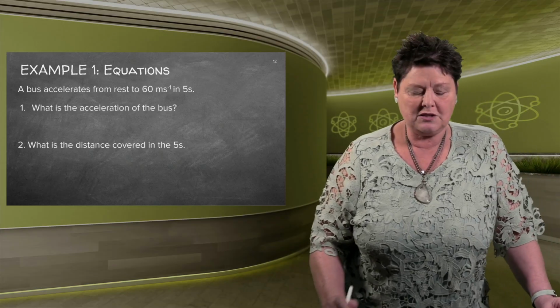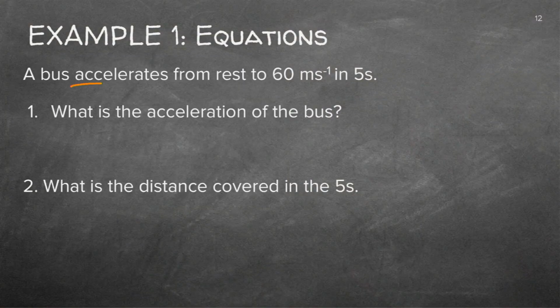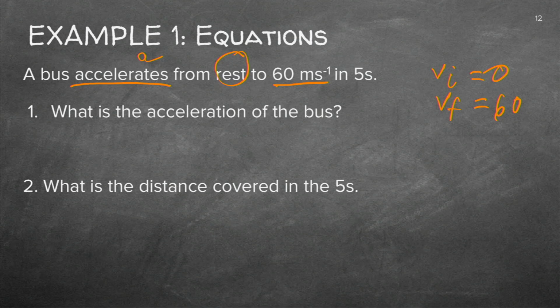How will it be asked? They will say a bus accelerates, so you know there's an a, from rest. So immediately you know the initial will be 0 to 60. So the final will be 60 and the delta t will be 5. They're asking me to work out the acceleration, so it's a. So you go and have a look through the 3 equations, what's asked and what do you have.